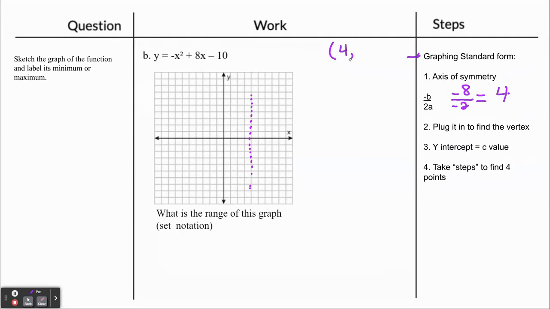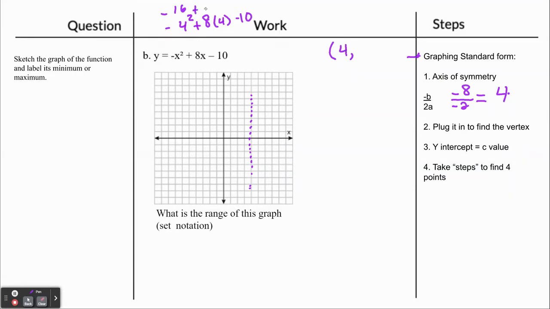So if I know an x value, I can always find my y value by plugging it into this equation here. So I get negative 4 squared plus 8 times 4 minus 10. Negative 4 squared is negative 16. And remember, this 4 is being squared and the negative is outside of that, right? Because my x value is not negative 4. It's a negative x squared.